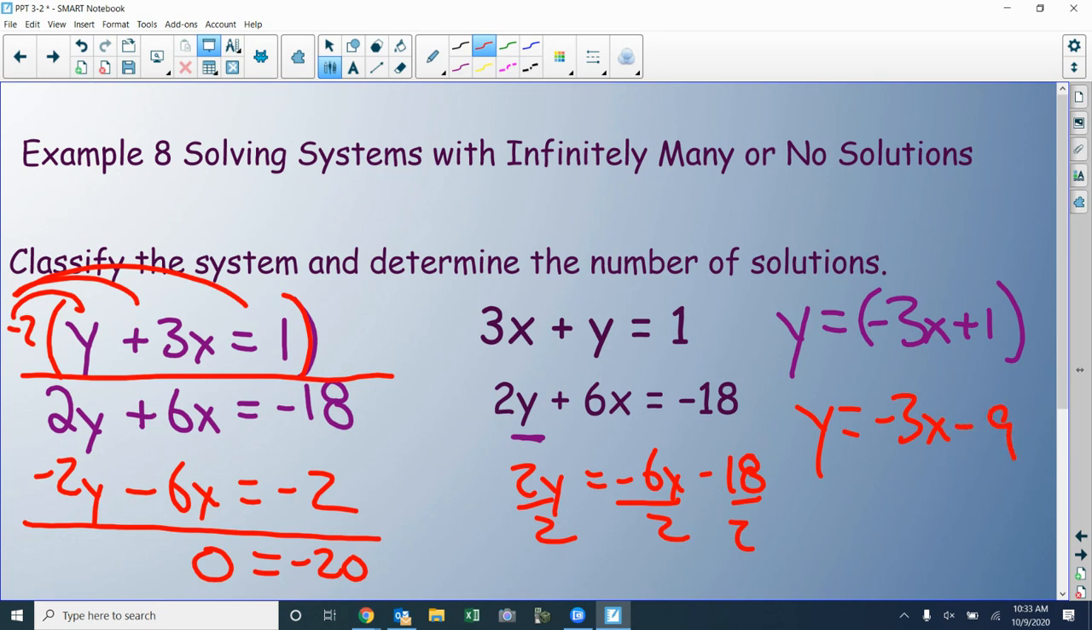Of course, if I were to take these little brackets out, which we can, we really have the same line, just what? Same slope, just different intercepts. So if they have the same slope, they're never going to what? They're never going to intersect. No solution here. So false is no solution.